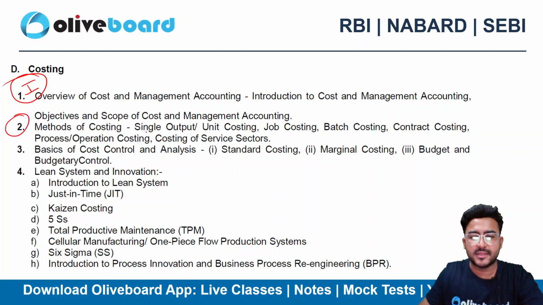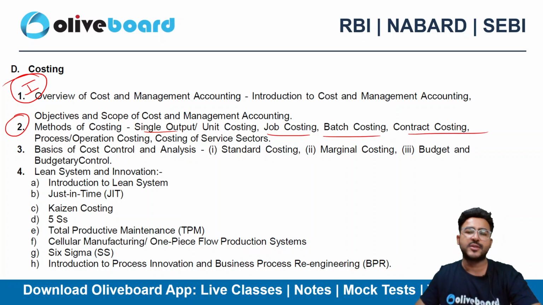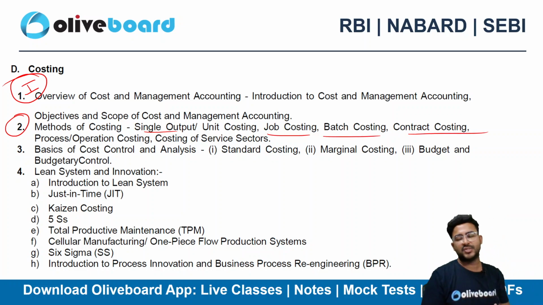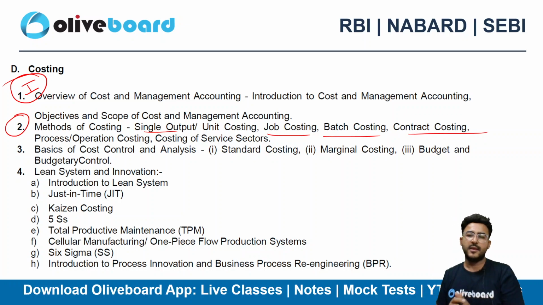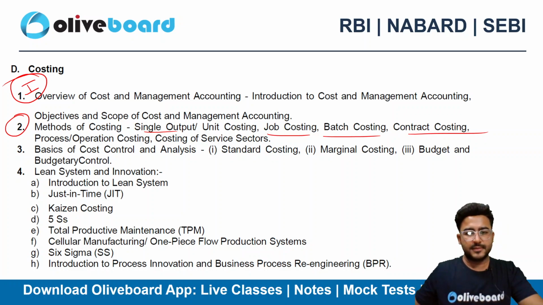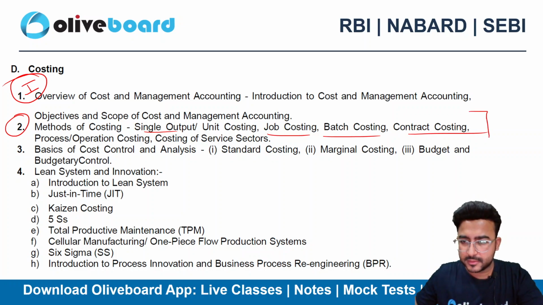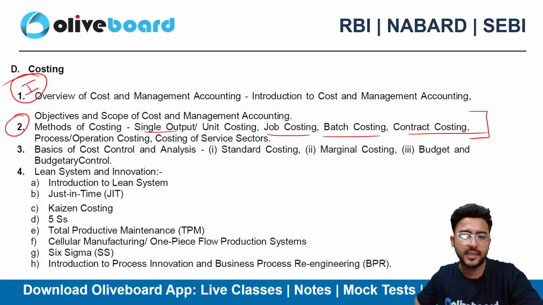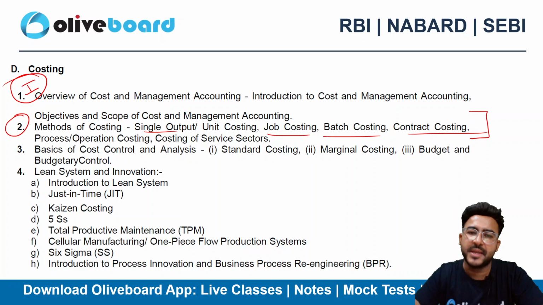Here you can see that a lot of methods are given, like single output unit costing, job costing, batch costing, contract costing. Why? Because there are different industries, different businesses, and every business has a different way of operating and computing the cost. Simple topic. These are small and easy topics. We are covering these topics in a very interesting manner in our paid course.